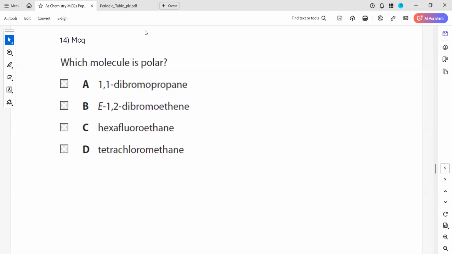Now we want to identify which of the molecules is polar. When we draw the structure, 1,1-dibromopropane: prop means three carbons. 1,1 means at the first position we have a bromine, the two bromines are attached. This will have hydrogen and this will have hydrogen as well.